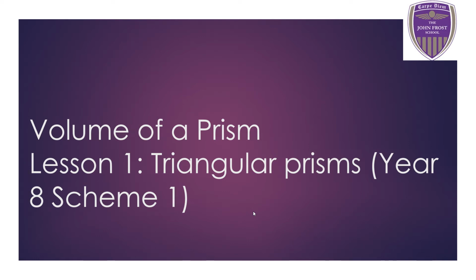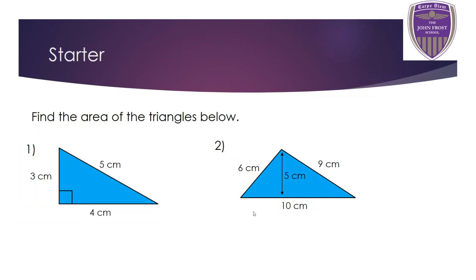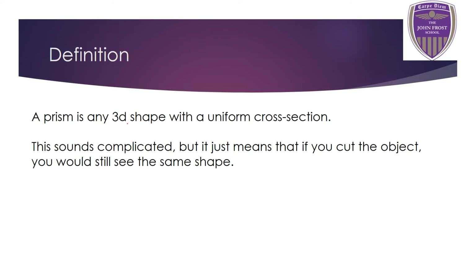Hello. In this lesson, we're going to work out the volume of a prism, specifically, triangular prisms. So you might be thinking, first things first, what is a prism? Well, a prism is any 3D shape with a uniform cross-section. Uniform means the same.